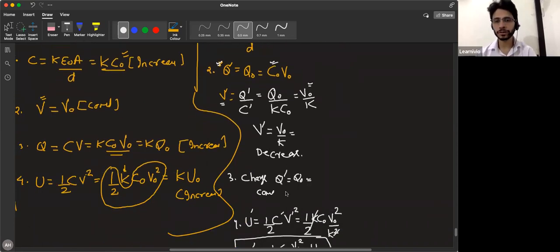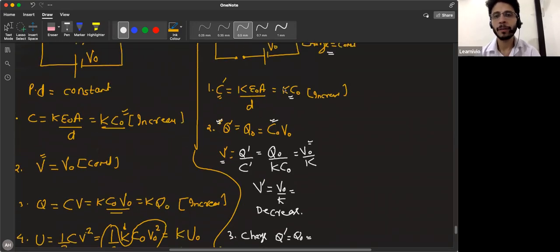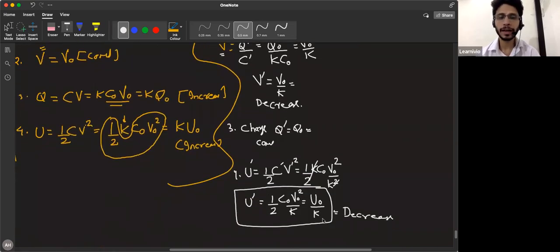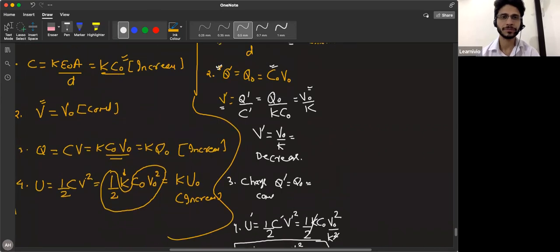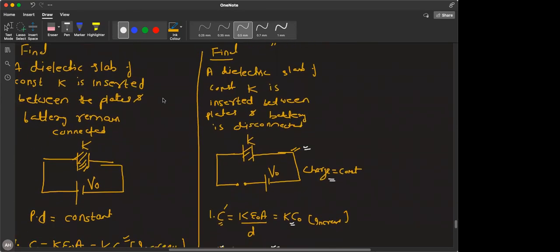If you want to calculate energy, then it's half C prime V prime square. It's half K C naught V naught square by K square. Square will cancel this K, and this is half C naught V naught square by K. So energy will decrease. When you introduce a dielectric slab and you remove the battery, then capacitance increases, voltage decreases, charge will remain constant, and energy will also decrease. Note it down. This is the next case. This is first case, this is second case.